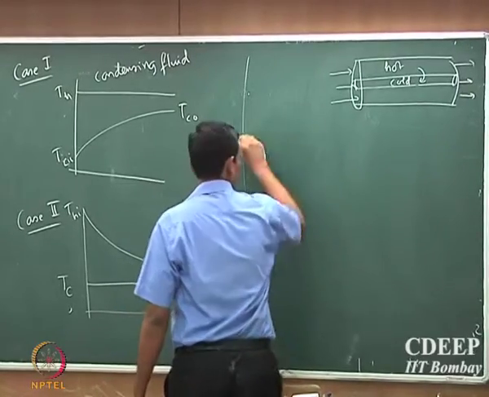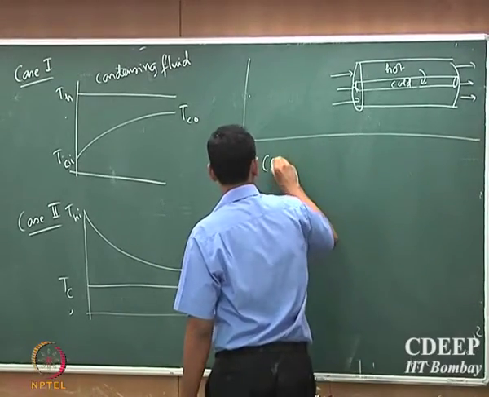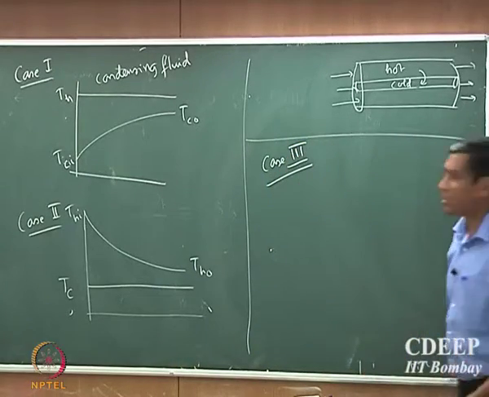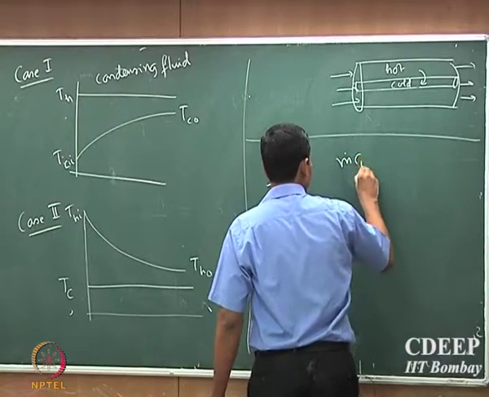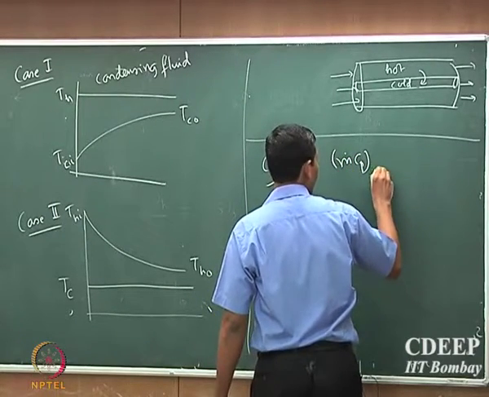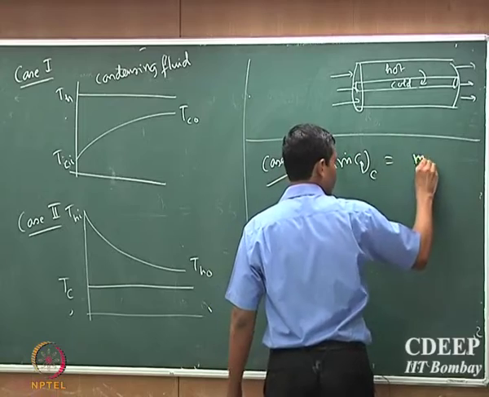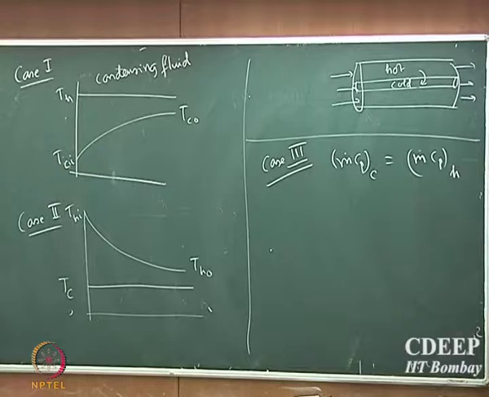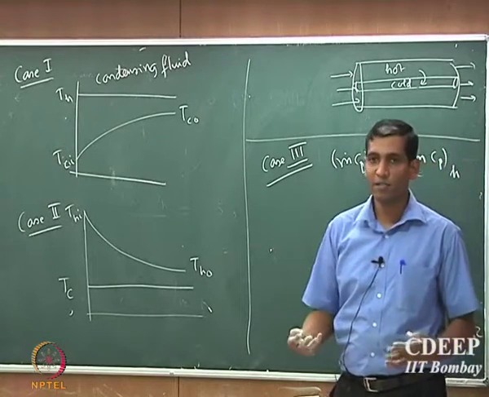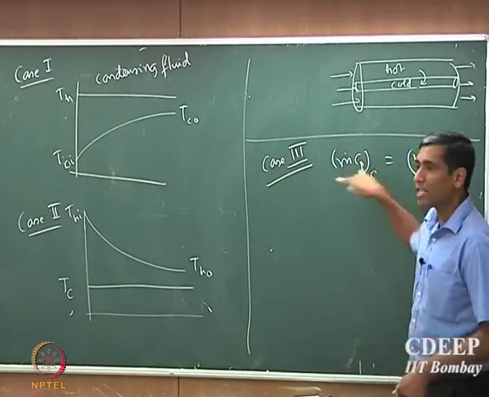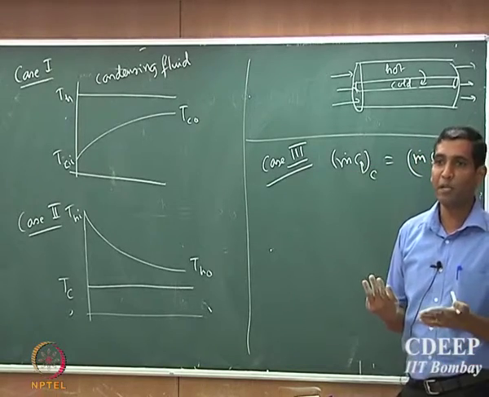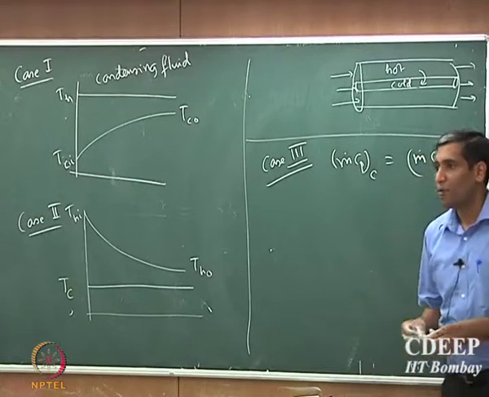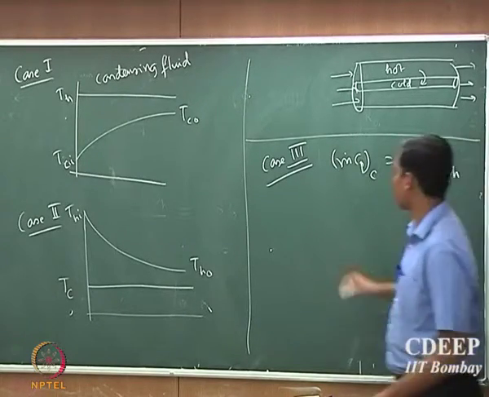And the third one is a little bit more interesting: a situation where the heat capacities are equal. The m dot Cp of the cold fluid is equal to the m dot Cp of the hot fluid. You can always have two different fluids and adjust the mass flow rate so that m dot Cp is the same for both chambers. You can always do that. Now what will be the temperature profile? Let us say it is a counter flow.